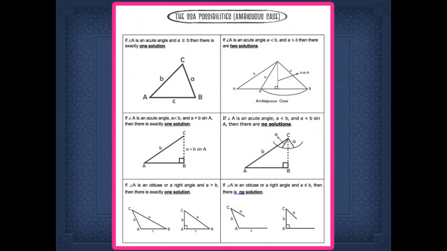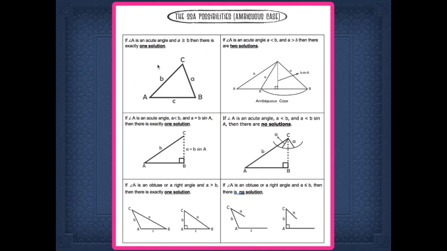Now, here's a table for the SSA possibilities for the ambiguous case. So, I'd like you to just take note of this. So, here you are on the column here on the left. So, here are the cases wherein you will be arriving at one solution.